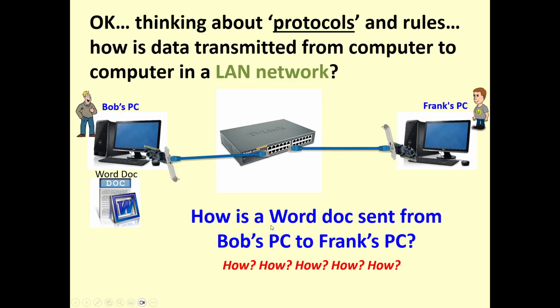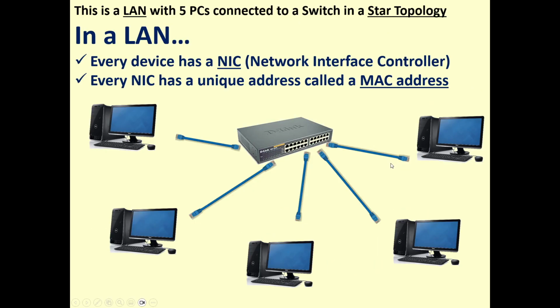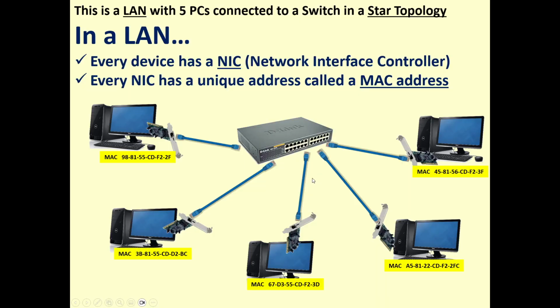Okay, so now we know what a LAN is, remind ourselves, we've mentioned MAC addresses. Think about the protocols and the rules of how it works on a LAN, okay? If we want to send a file, we need some way of knowing where the data is going to. So in a LAN, every device has a NIC, a network interface card, and every NIC has a unique address assigned to it called a MAC address. And that is so the devices can be found and contacted on a LAN or on the network.